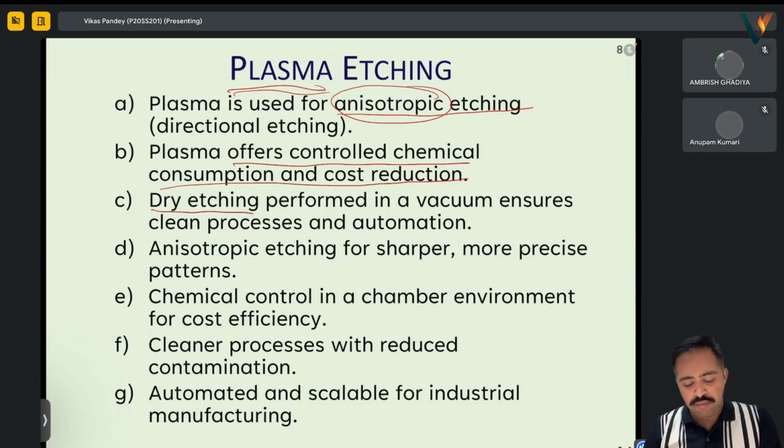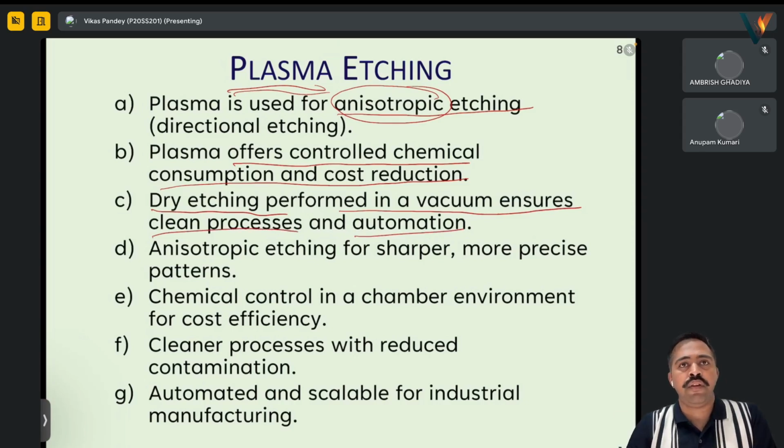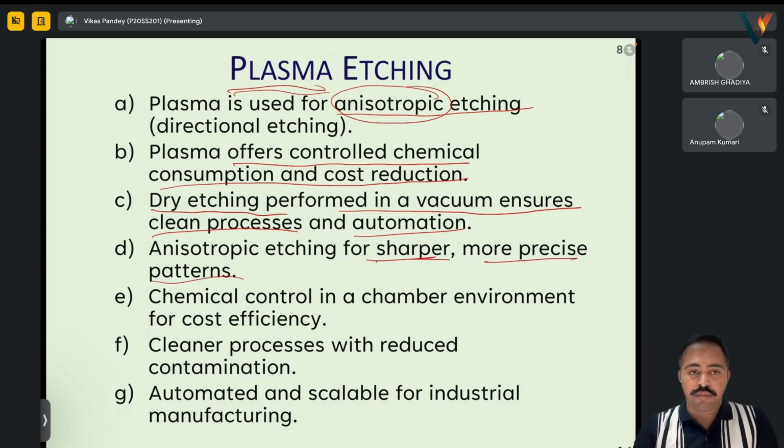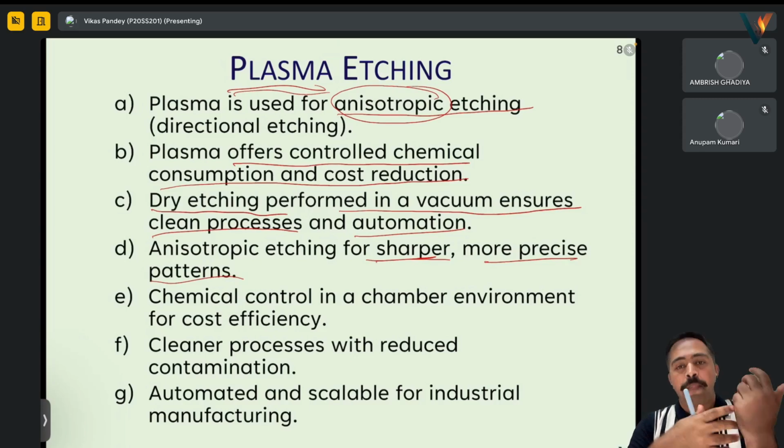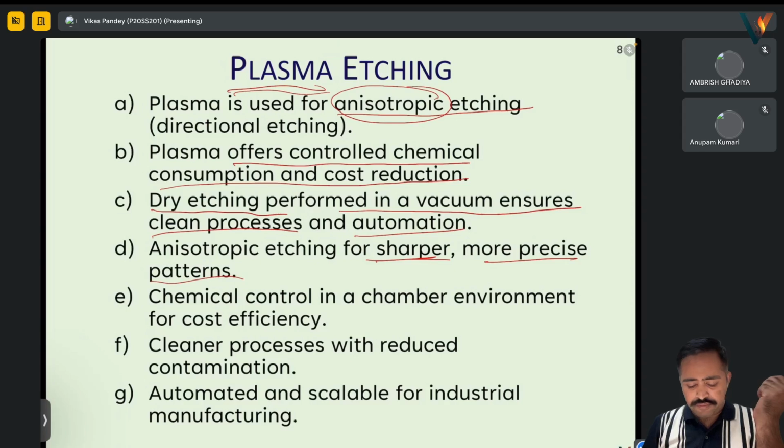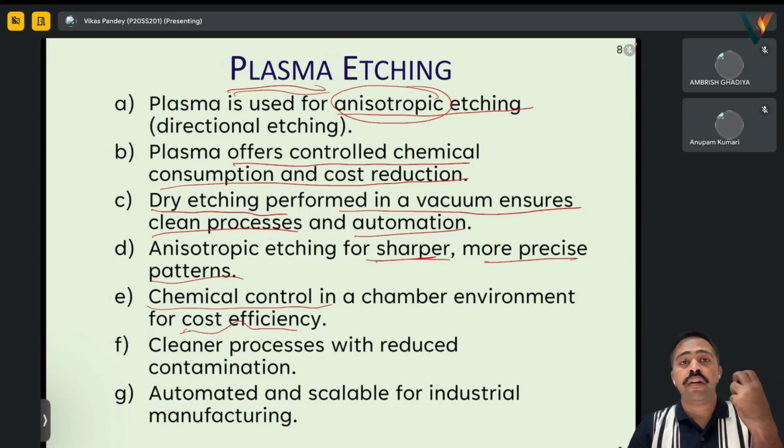And since this dry etching process is performed in a vacuum, it ensures a clean process and automation is easy. Like in case of wet etching, we had to shake, we had to dip it, take it out. That is not there. Here we load the wafers, put them inside, and then we create the vacuum, and then we start the system, and it is automatically doing the work, and we can automate it. Anisotropic etching for sharper and more precise patterns is possible. Since it is a chambered, controlled environment, unlike wet etching, chemical control is possible, and specifically for cost efficiency, this is more efficient.